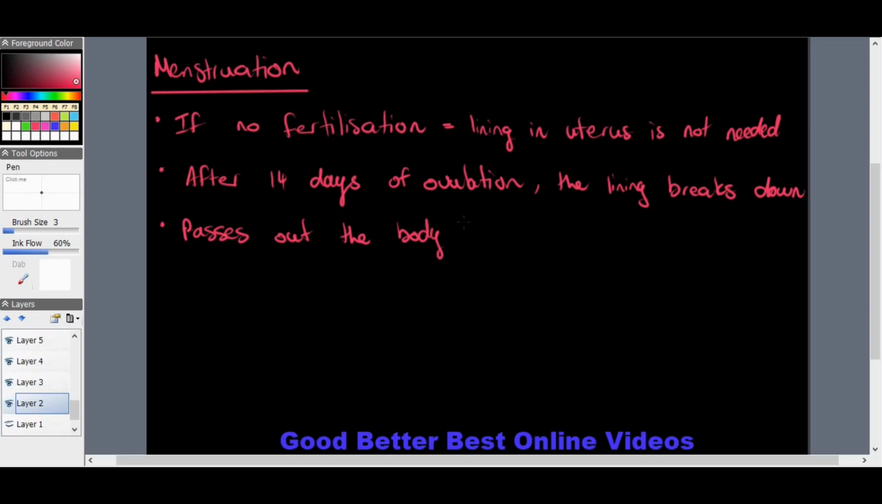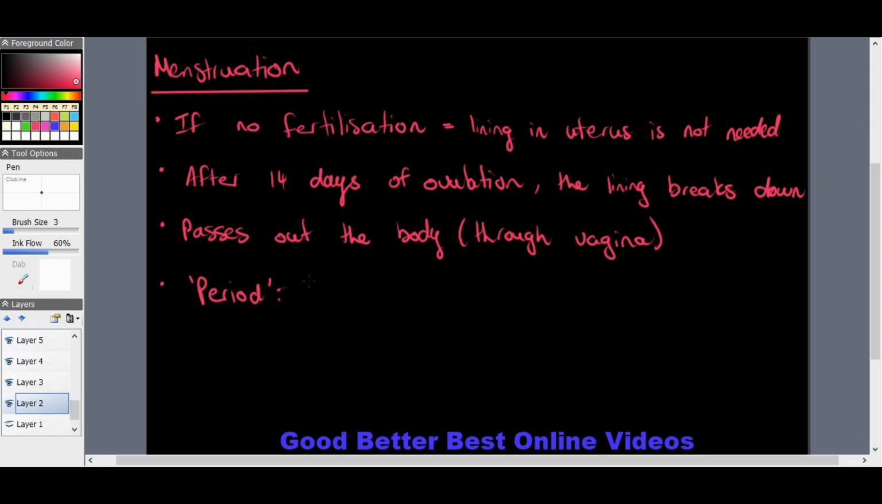And where does it pass out? Obviously it passes out through the woman's vagina. Cool, that's where it passes out. And that period is known as menstruation, or otherwise known as a period. A period of time where an event happens, so it just gets given the name period.